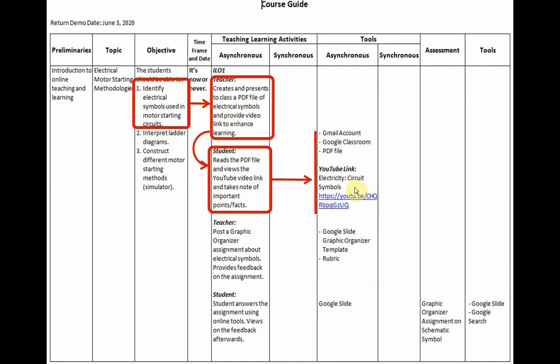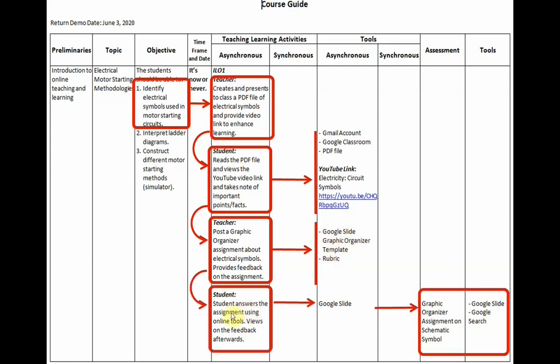Next, after reading the PDF file and viewing the YouTube link, the teacher posts a graphic organizer assignment about electrical symbols and provides feedback on the assignment. The tools needed are the Google slide, the graphic organizer template, and of course the rubric. Here the teacher creates the Google slide for the students to fill in, and on the student side, the student answers the assignment using online tools. Of course, they'll use the Google slide template that we've created and complete the graphic organizer assignment.